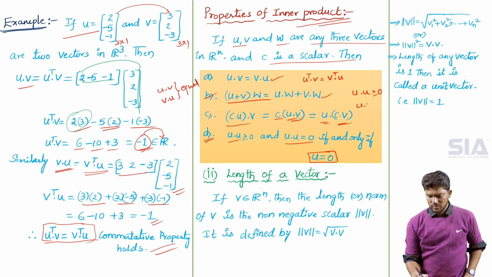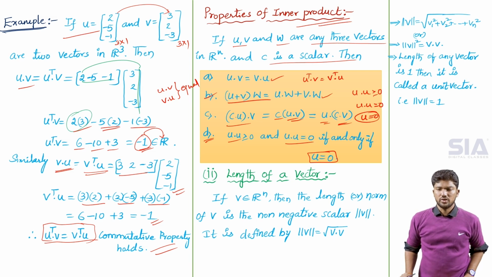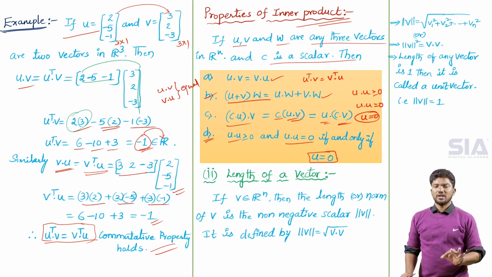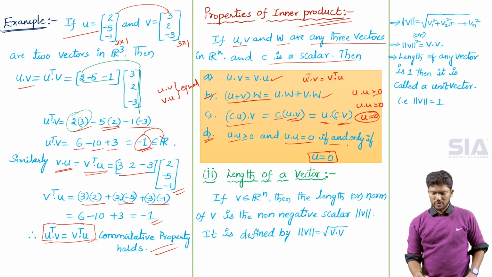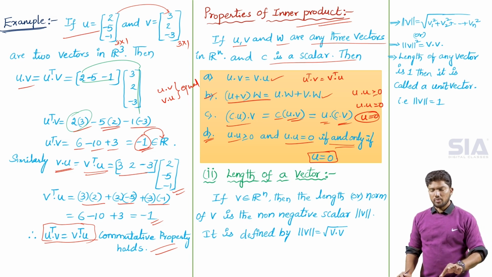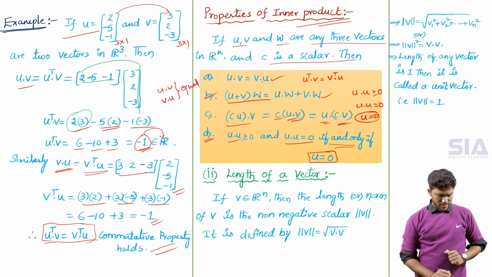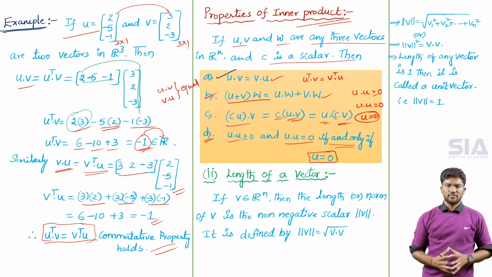If the product value u into u is equal to 0, then the vector u is equal to 0. That is the if and only if condition. These are the four properties of the inner product. We will use these four properties often in the upcoming lectures, so remember carefully. The first condition is that inner product spaces satisfy the commutative property.